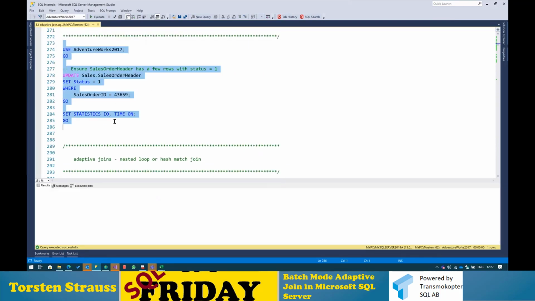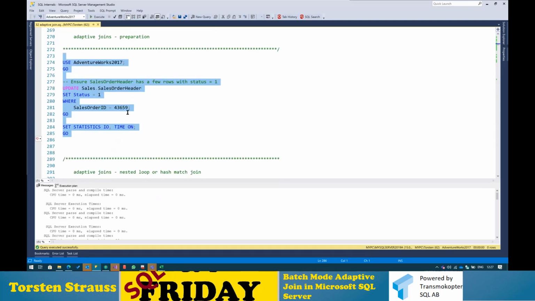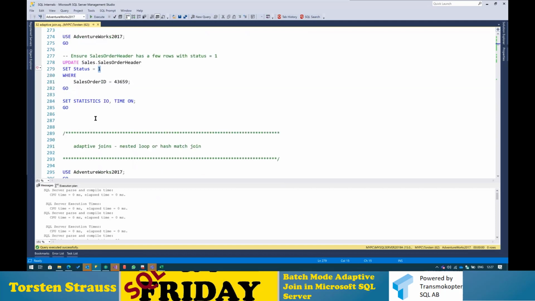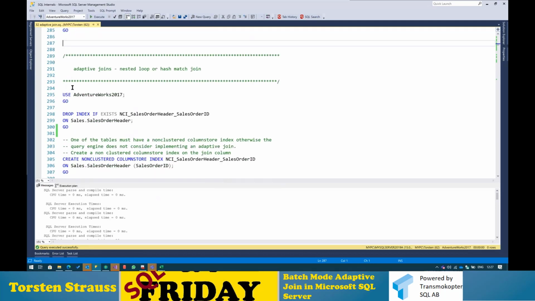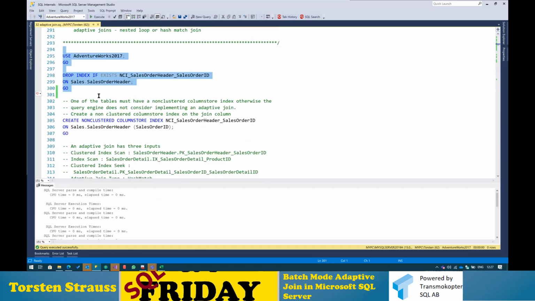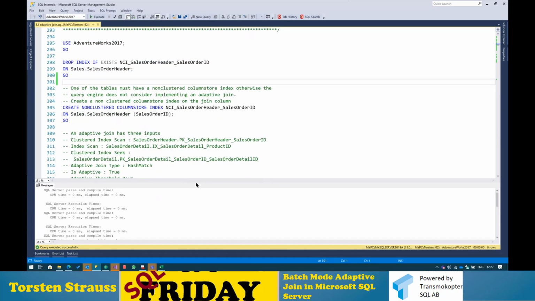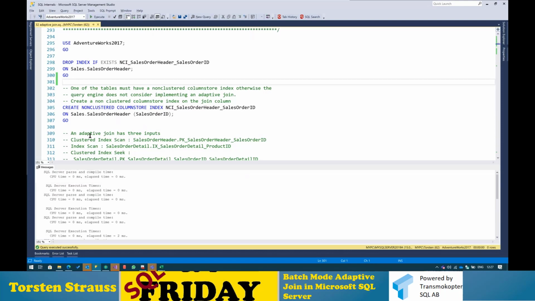Okay, wonderful. So let me prepare an example here. We have the sales order header, which I'm going to use. I just want to make sure that there are specific records where the status is set to 1, otherwise all my queries are not running. So that's all. Let us try to understand how SQL Server implements adaptive join in the execution plan.